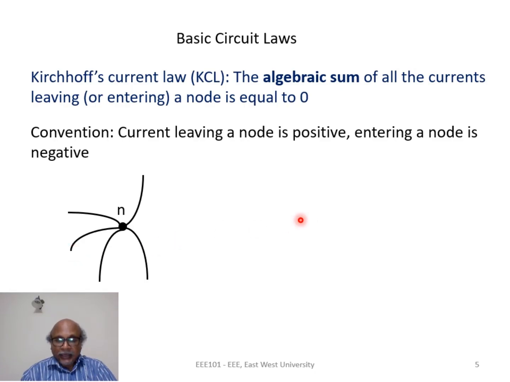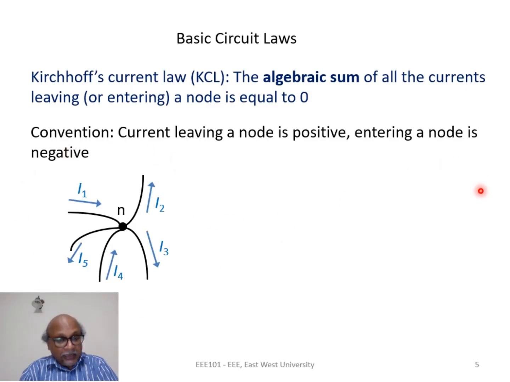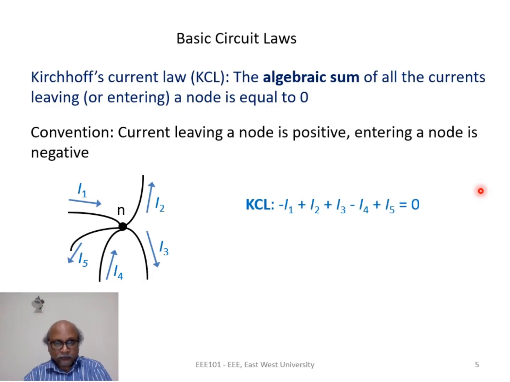Each wire is carrying a current. Either the current is entering the node or leaving the node. Let's say we arbitrarily choose the reference directions according to this diagram. I1 current is entering the node, I2, I3 are leaving the node, I4 is again entering the node, and I5 is leaving the node. So if we write the equation according to KCL, I1 is negative, I4 is negative because they are entering, the 3 other are positive, and this is the resulting equation from KCL.